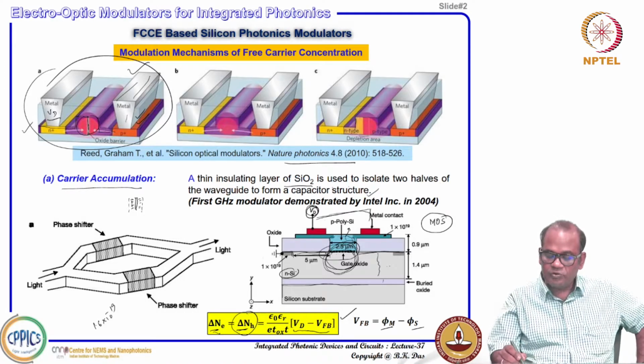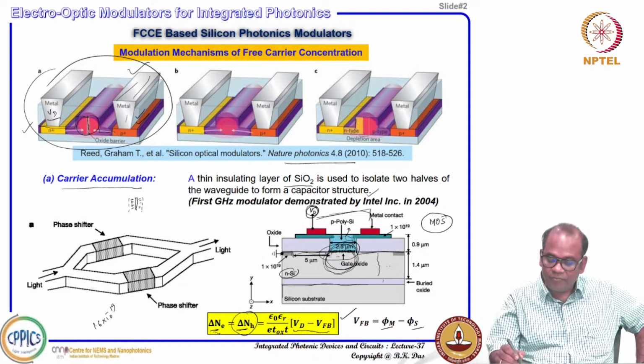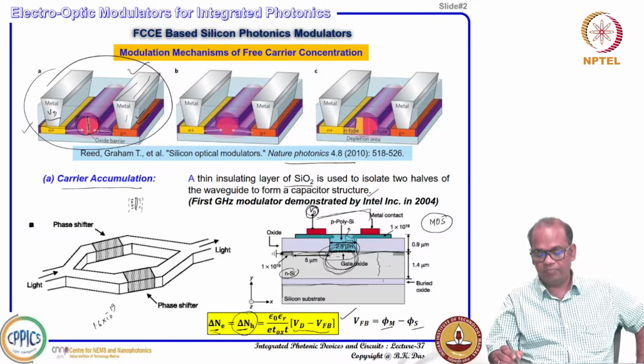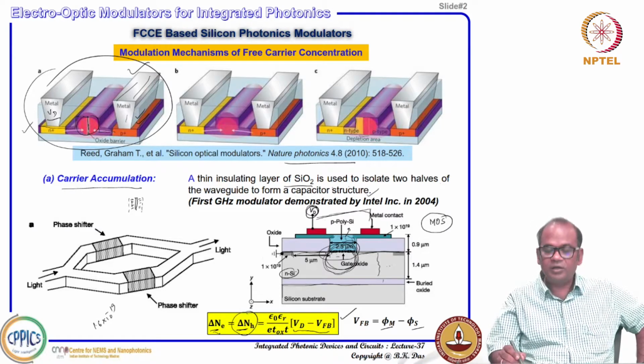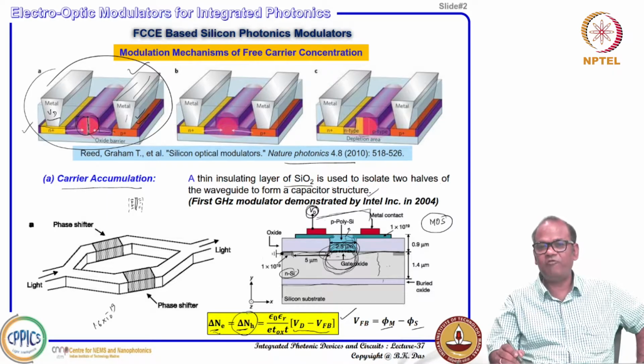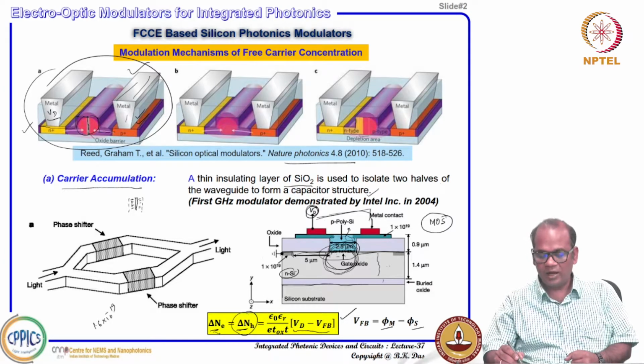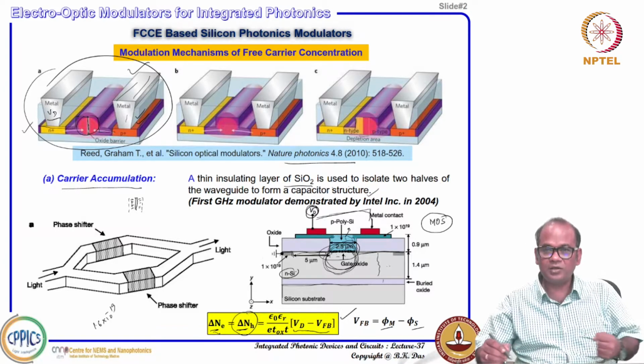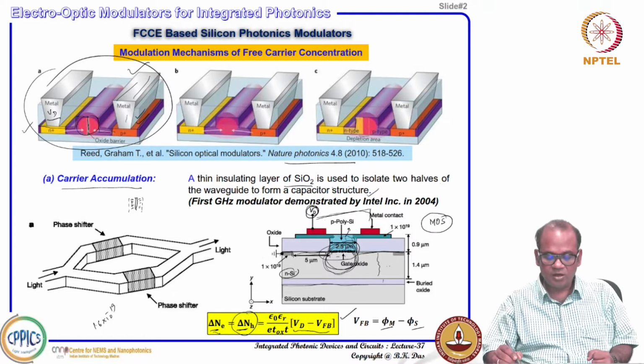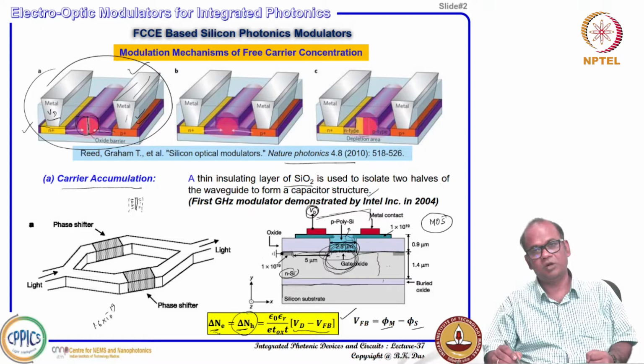Of course, here if you see, the carrier concentration is being changed, but not the entire field profile of the guided mode. So that's why this effect is relatively small, though it was the first time a gigahertz modulator was actually demonstrated. That means this carrier modulation, accumulation and non-accumulation, can be very fast. You can attract carriers and the refractive index changes, and you can remove the voltage, the carriers relax again, and the refractive index changes back, so you get phase modulation.